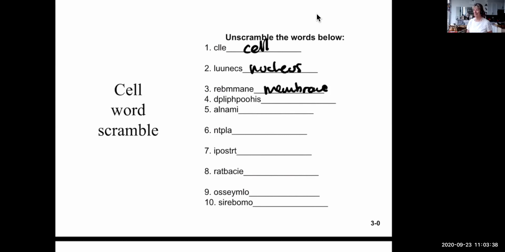That's a little bit harder. That's a tough one, I know. It's really long. It's phospholipids. That's part of the cell membrane.